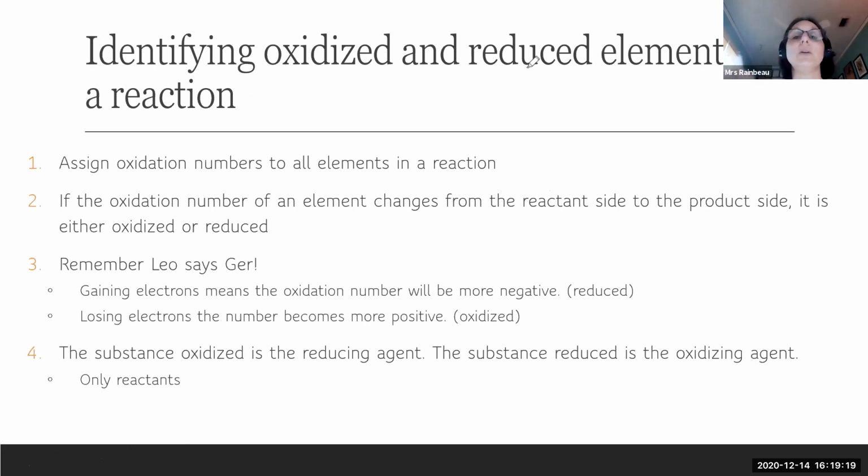So with a reaction, if you want to figure out if it's a redox reaction, the first thing you do is you assign oxidation numbers to all the elements in the reaction, okay? If the oxidation number of the element changes from the reactant side to the product side, it's redox. Then you remember that LEO says GER. Losing electrons, oxidation. Gaining electrons, reduction. If you're gaining electrons, that means that you are getting more negative, which is reduced. If you're losing electrons, you're becoming more positive, which is oxidized.